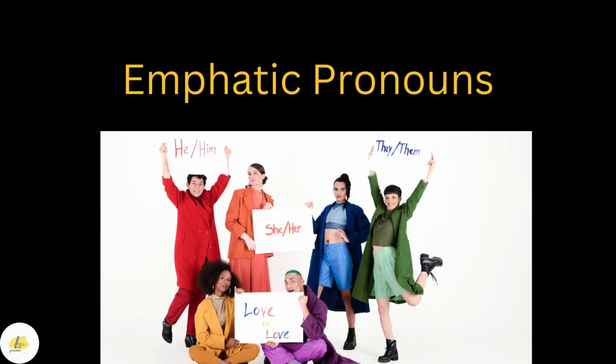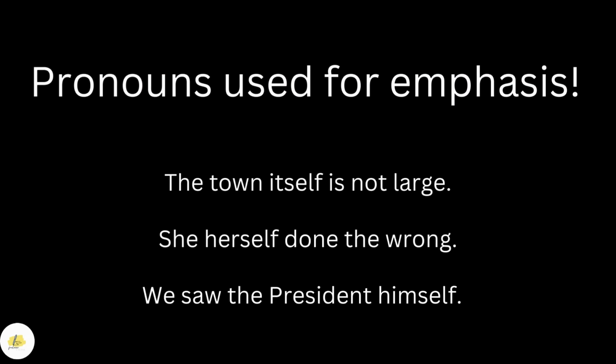Now, emphatic pronouns. These are the pronouns that are used for emphasis. For example, the town itself is not large. Itself is emphasizing the town. So it is an emphatic pronoun. She herself did the wrong. Herself is emphasizing she. So it is emphatic. He saw the president himself. Himself is emphasizing president. So it is an emphatic pronoun.